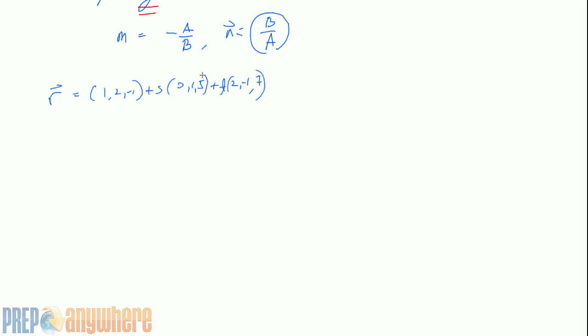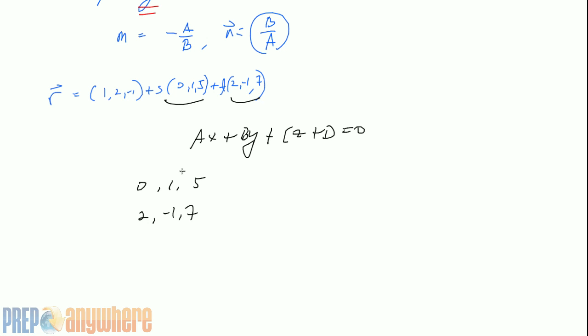Okay, so let's do this process on this example. Now, I'm not going to do the whole process. I just discovered that my equation will look like this: ax plus by plus cz plus d, and A, B, C is a normal of these two vectors. Okay, so I'm going to take (0, 1, 5) and (2, -1, 7), and I'm going to do a cross product. This is for the normal vector.